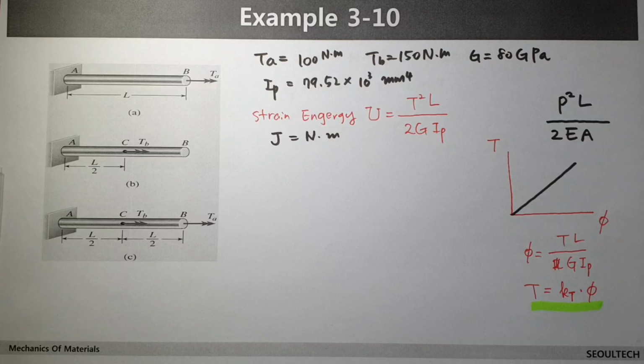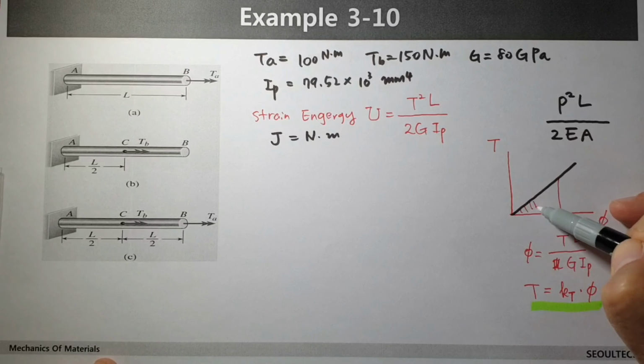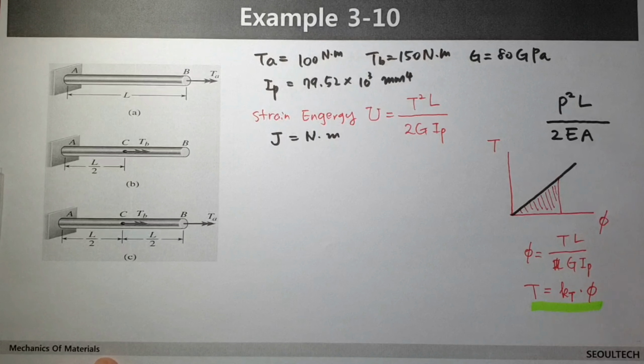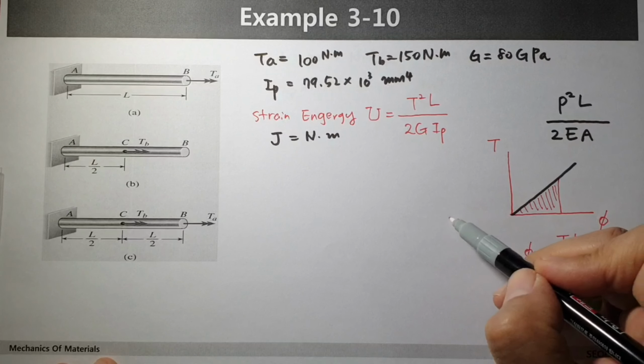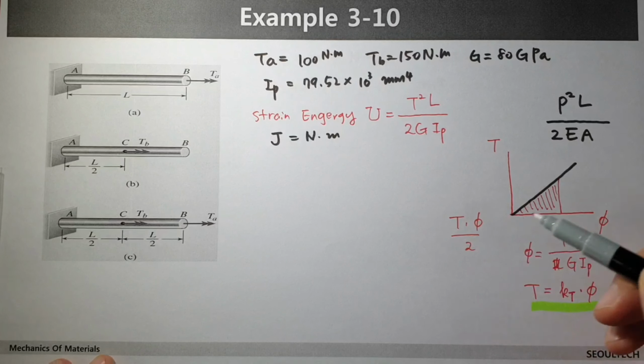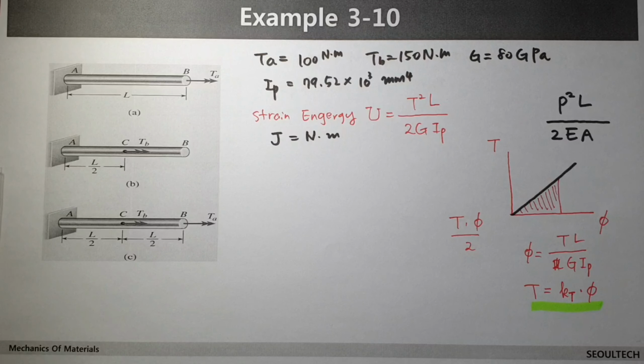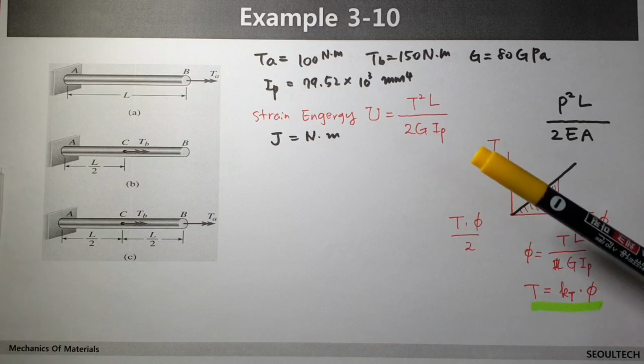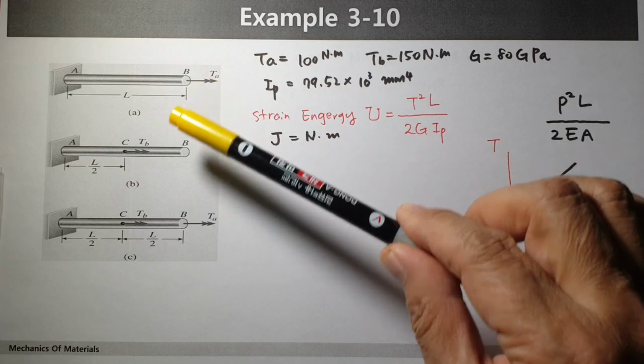Then what is the strain energy? When you consider this triangle's area, it is expressed as T phi over 2. This area is actually the strain energy which is stored during rotational deformation. Okay, that's the background for strain energy. Anyway, in this case, our goal is to find the stored strain energy for each case.